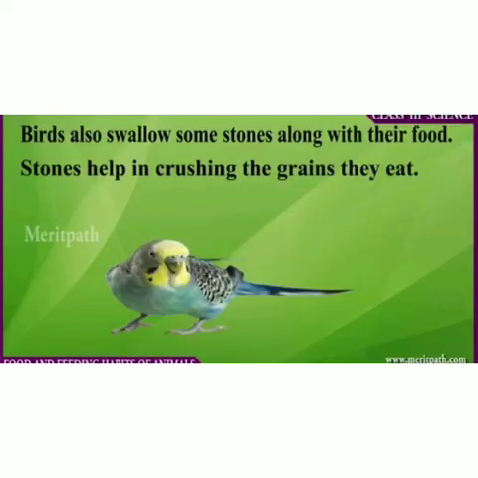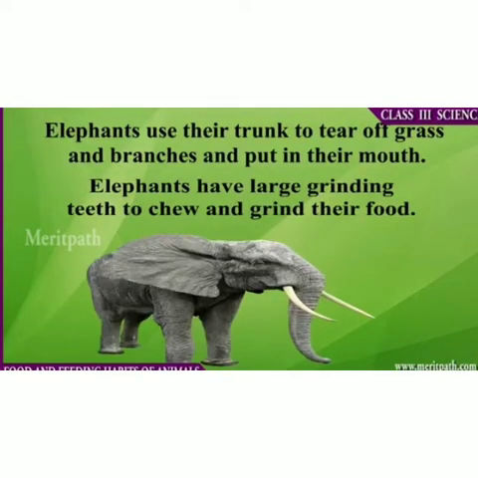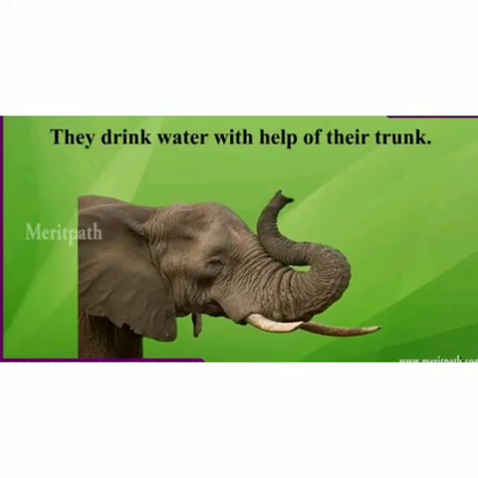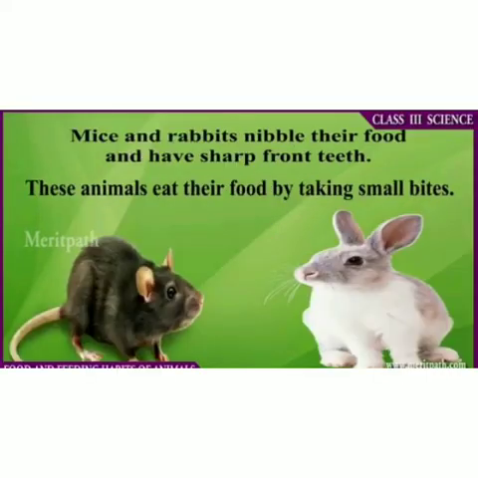Birds also swallow some stones along with their food. Stones help in crushing the grains they eat. See here, what is this? Elephant. Elephants use their trunk to tear off grass and branches and put them in their mouth. Elephants have large grinding teeth to chew and grind their food. You have seen the very large sugar cane it eats. They drink water with the help of their trunk.